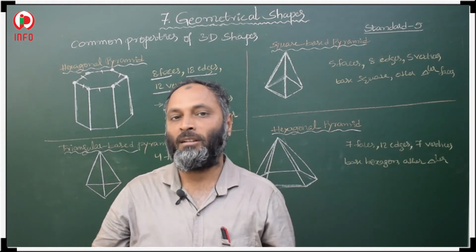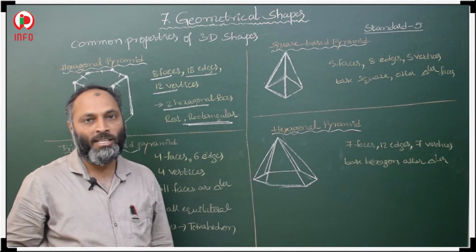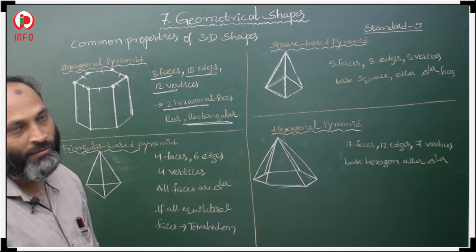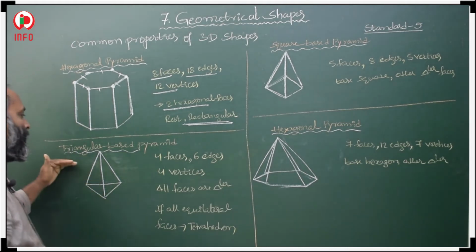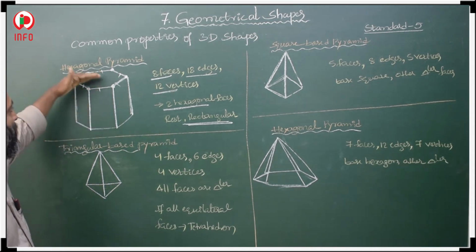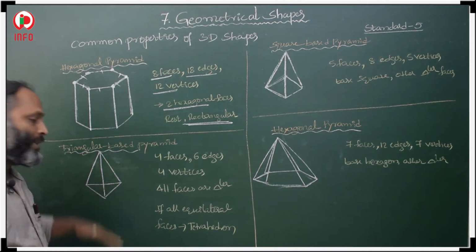So in the same hexagonal prism also, surrounding we have rectangular shapes, 6 rectangular faces and 2 hexagonal shapes. Then after that, the triangular based pyramid, only the base we have. Here in the prism, top and base are the hexagon shape; here only the base is there.